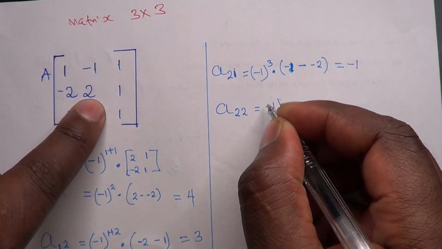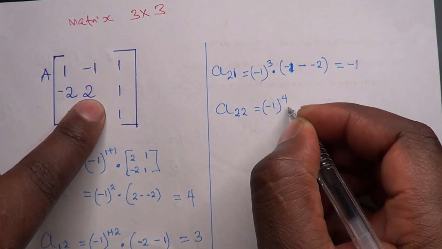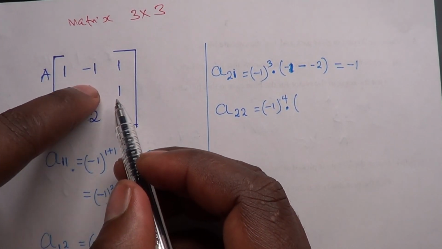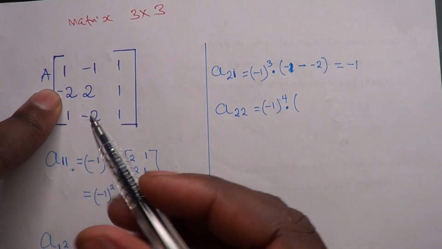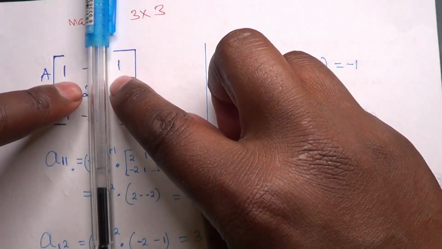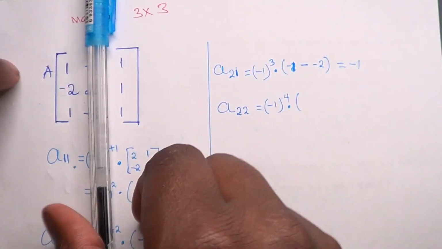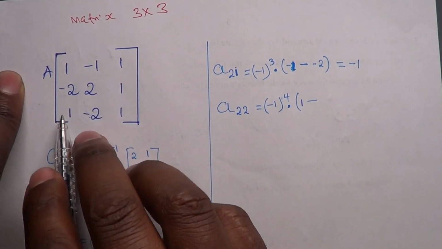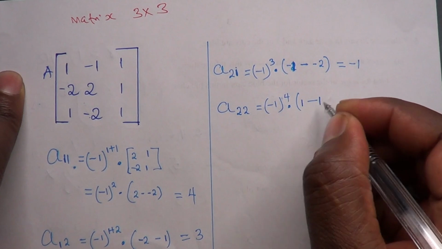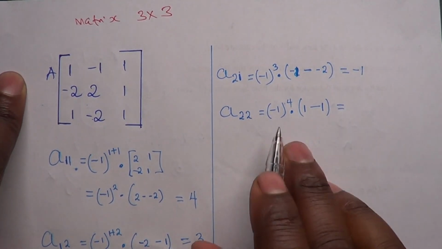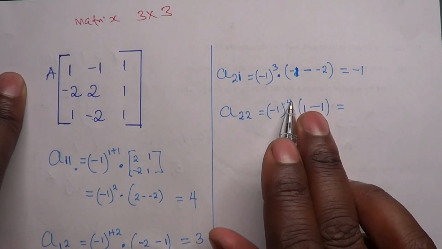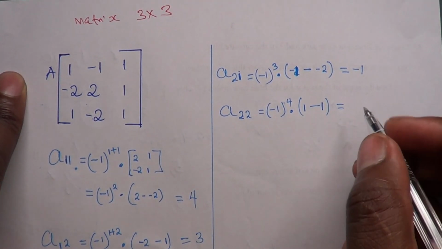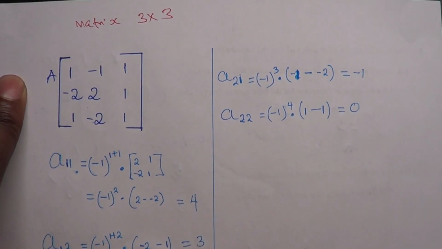It will be negative 1 to the power of 2 plus 2, that is 4, times. Now when you close this row and this column, I remain with 1 times 1, 1 minus 1 times 1. Now at this point, negative 1 to the power 4 is positive 1. Positive 1 times 0 is 0.